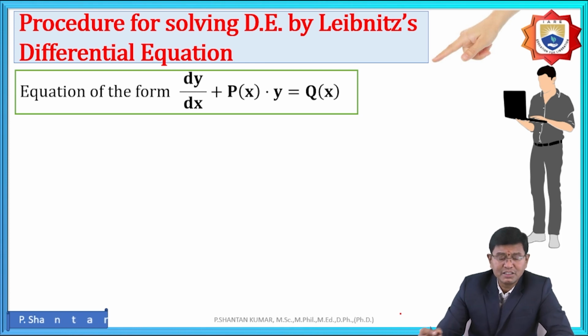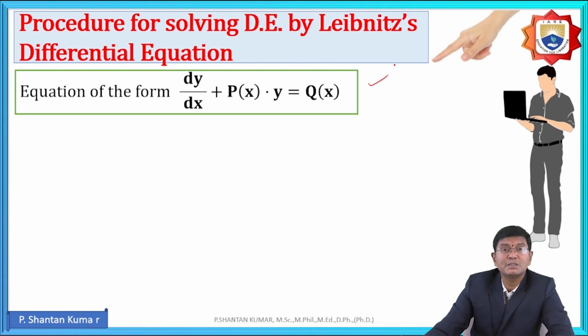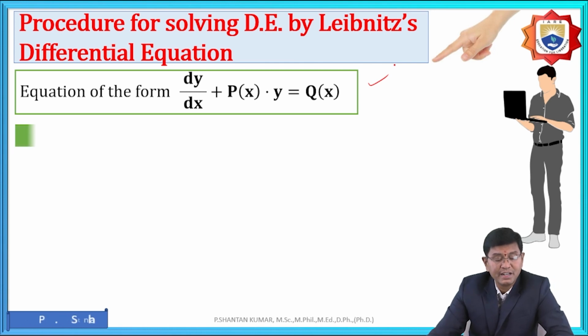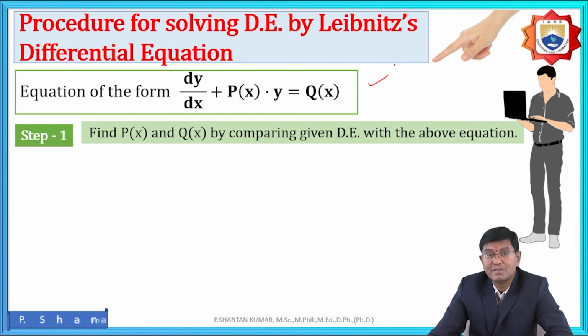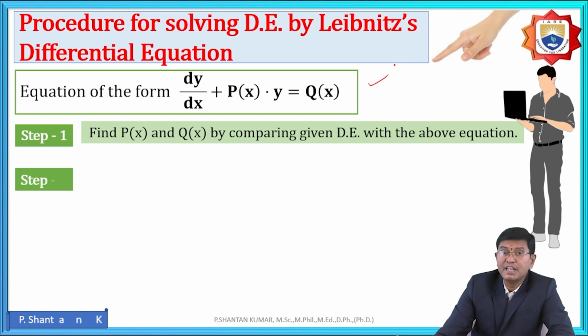First, what is the procedure for this type 1? If it is a standard equation, we need to observe that dy by dx plus py is equal to q. Then step 1, we need to find out the value of p and q from the given equation, observing properly. After that, we need to find out the integrating factor. As we know, the integrating factor is e power integration of p of x into dx.